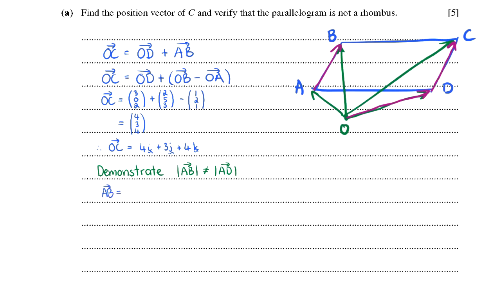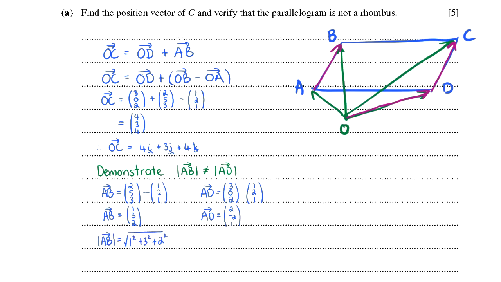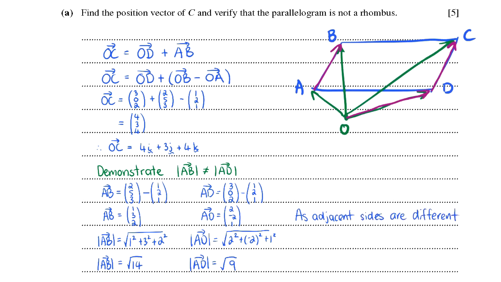Okay, so AB is going to equal B minus A, or OB minus OA, whichever way you want to look at it. And AD is going to equal D minus A, or OD minus OA. So we end up with AB equal to 1, 3, 2, and AD a vector 2, minus 2, 1. Now the length of these vectors corresponds to the length of the sides of the parallelogram. The length of AB is equal to the square root of 1 squared plus 3 squared plus 2 squared, and the length of AD is equal to the square root of 2 squared plus negative 2 squared plus 1 squared. So for AB, we get a length of root 14, and for AD, we get a length of root 9. Okay, well that's proven it for us. It's definitely not a rhombus because the adjacent sides are different lengths, and so it cannot be a rhombus.